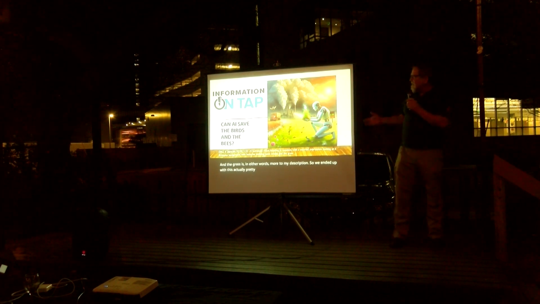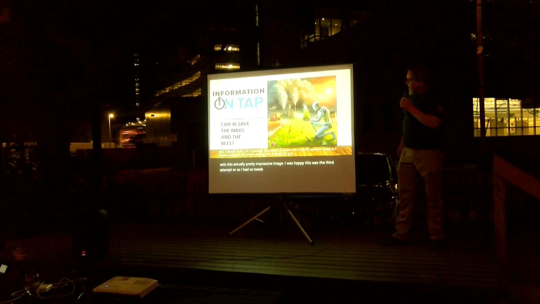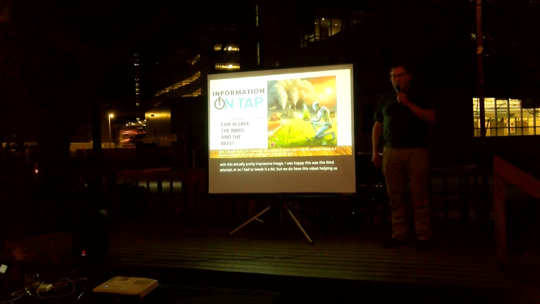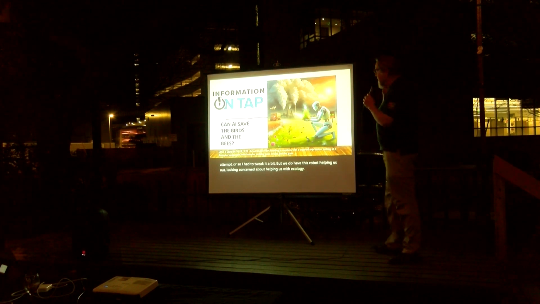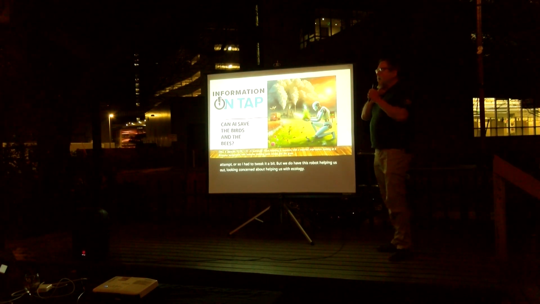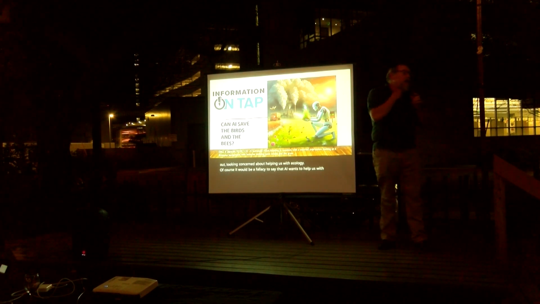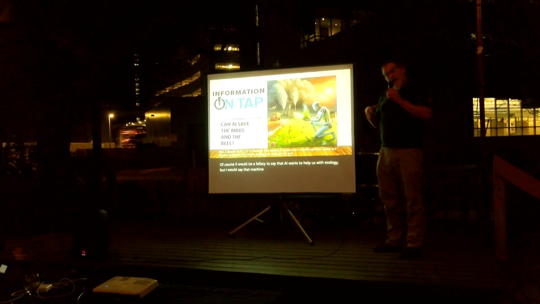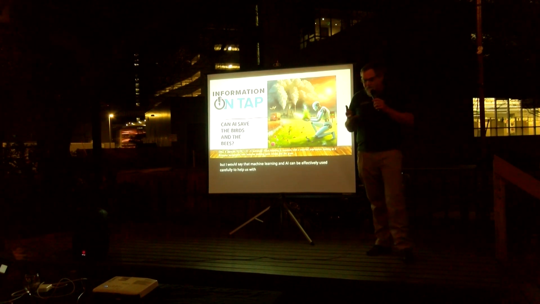I was happy. This was the third attempt or so. I had to tweak it a bit. But we do have this robot helping us out, looking concerned about helping us with ecology. Of course, it would be a fallacy to say that AI wants to help us with ecology, but I would say that machine learning and AI can be effectively used, carefully, to help us with some ecological phenomena.